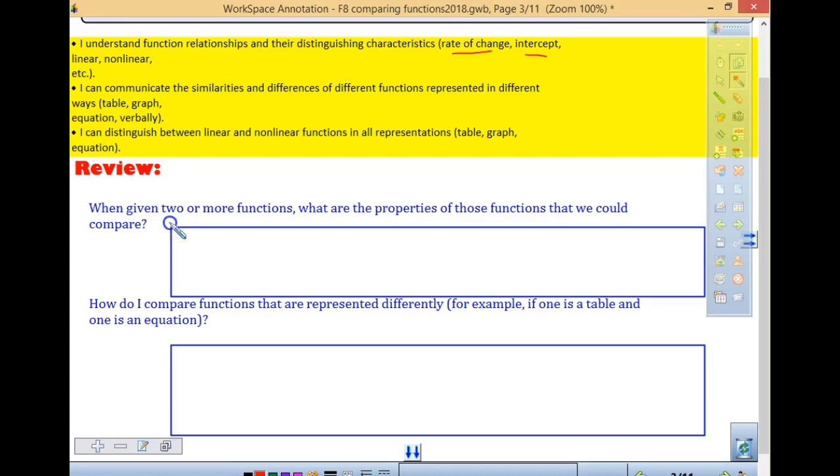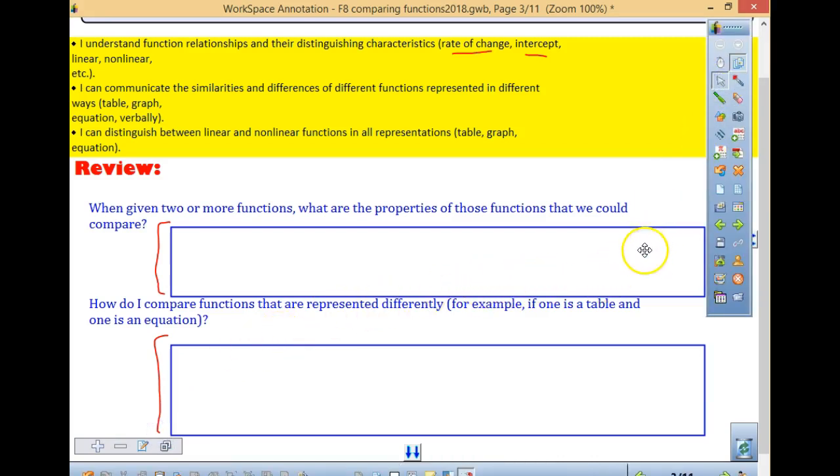So just for a little bit of review, when you're given two or more functions, what are the properties of those functions that we could compare? And the second part, how can I compare functions that are represented differently? For example, if we look at a table, a graph.